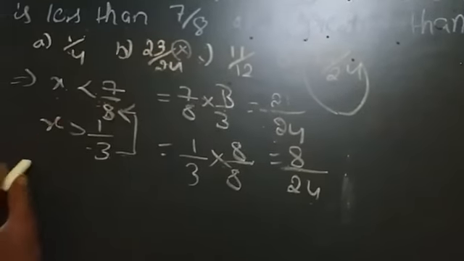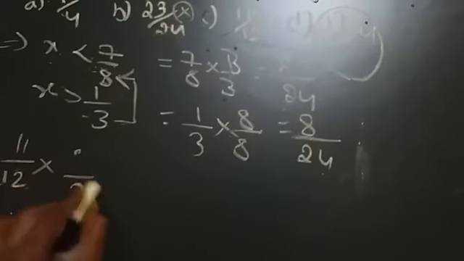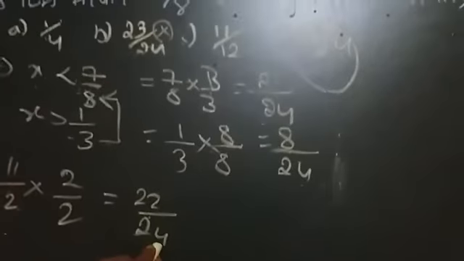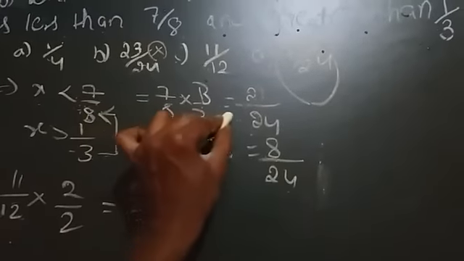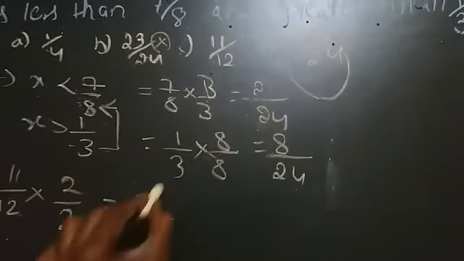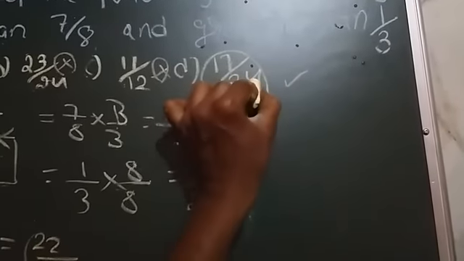And the third one, 11 by 12. To make the denominator 24, divide and multiply with 2, you will get 22 by 24. It should be less than 21 by 24, but it is greater than 21 by 24, so the third option is also not correct. The three options are not correct, so the final answer will be 17 by 24.